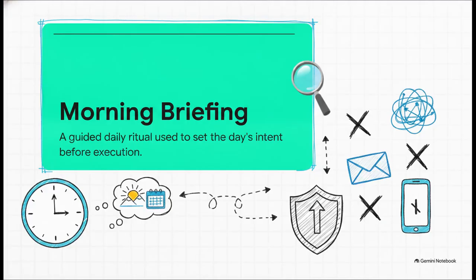So the morning briefing in the MyCS framework is basically a guided daily ritual that you access right from your command screen. But honestly, the absolutely crucial part of this definition is that second half. It is used to set the day's intent before execution. Think of this as a deliberate ritual to capture your focus and lay down your boundaries well before you open that inbox, check your messages, or start reacting to everyone else's emergencies.